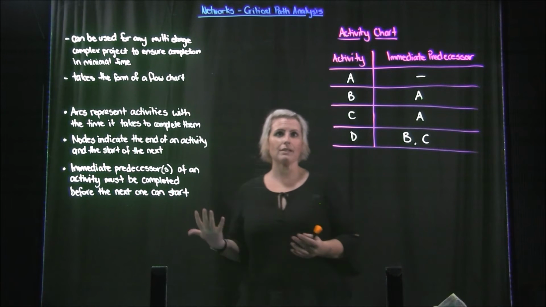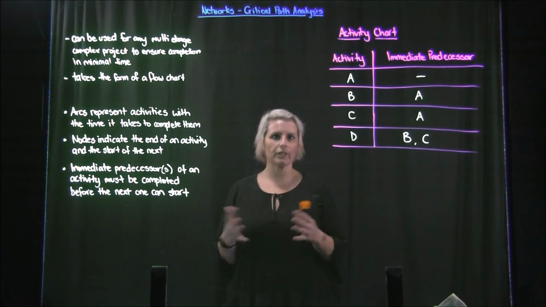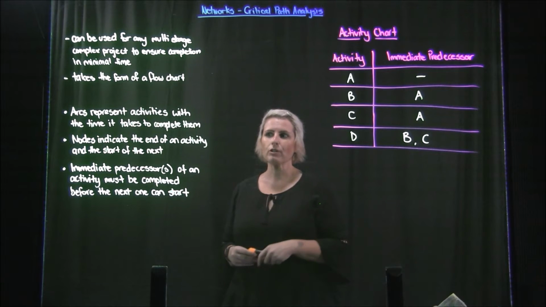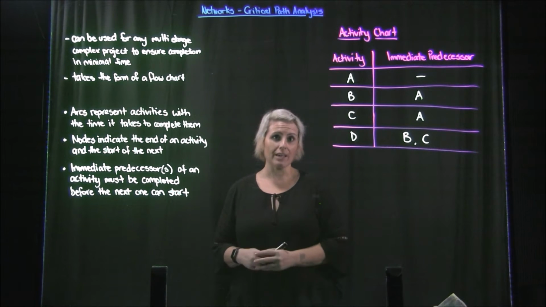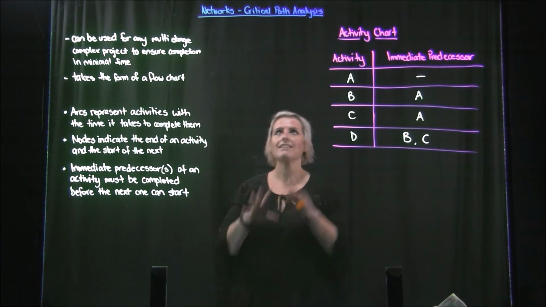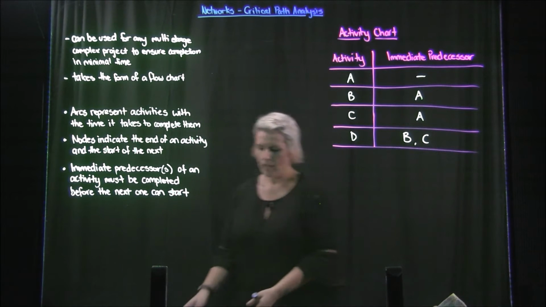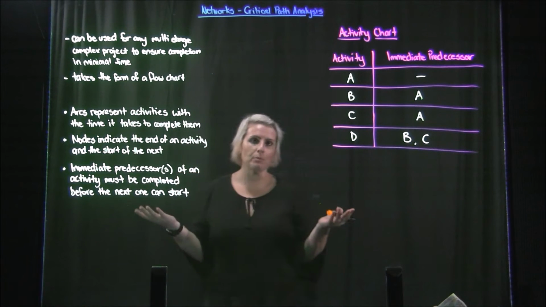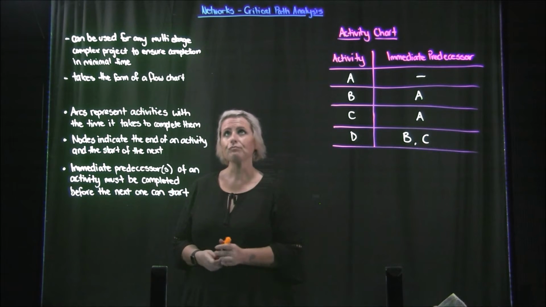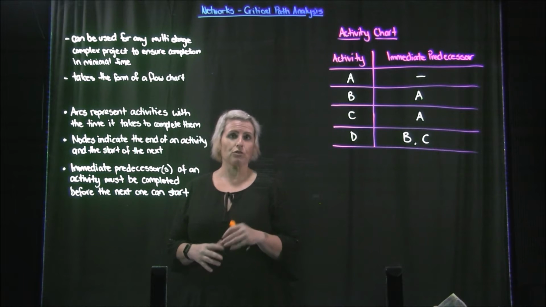Okay, so this video is about basically critical path analysis. We're going to be creating networks from activity tables and then looking at the critical path. Basically what that means is we're looking at the minimal time in which a project can be completed. We can use networks to model this.